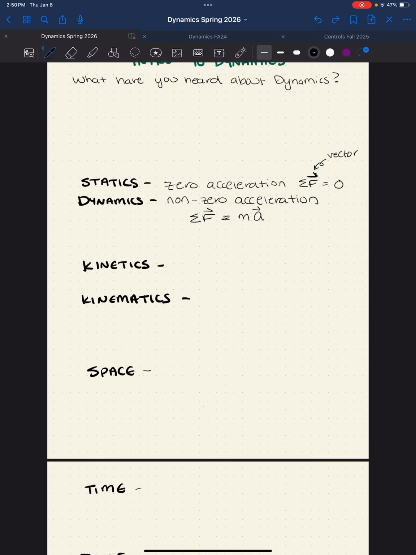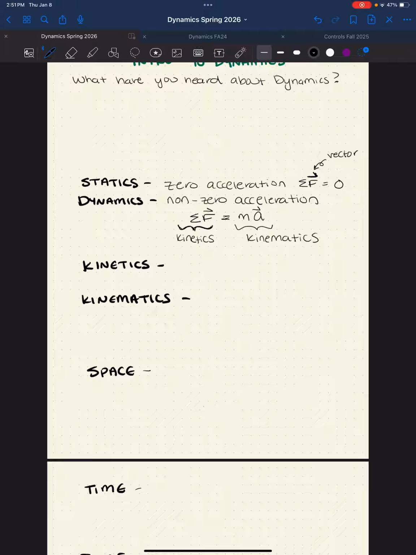Okay, so kinetics, we said, was everything to do with these forces on the left-hand side of the equation. We said this was the kinetics part of the equation. And this right-hand side is what we refer to as the kinematics part of the equation. And we will define each of those terms below.